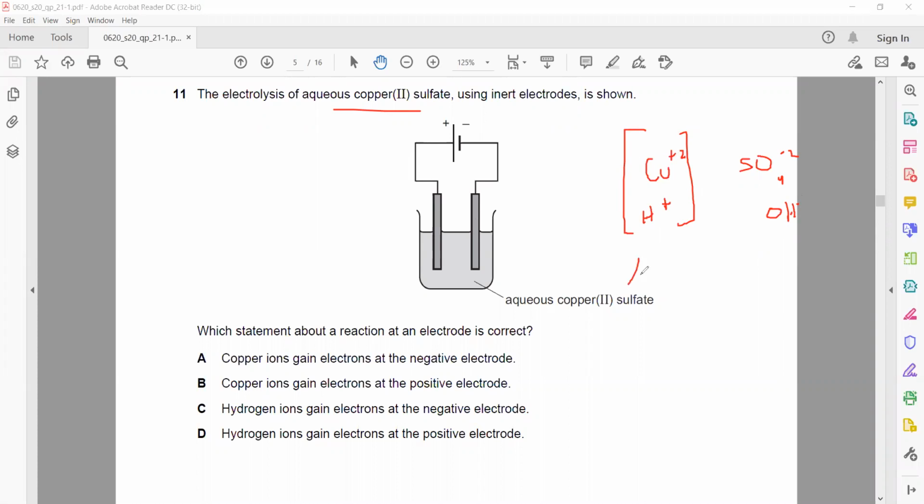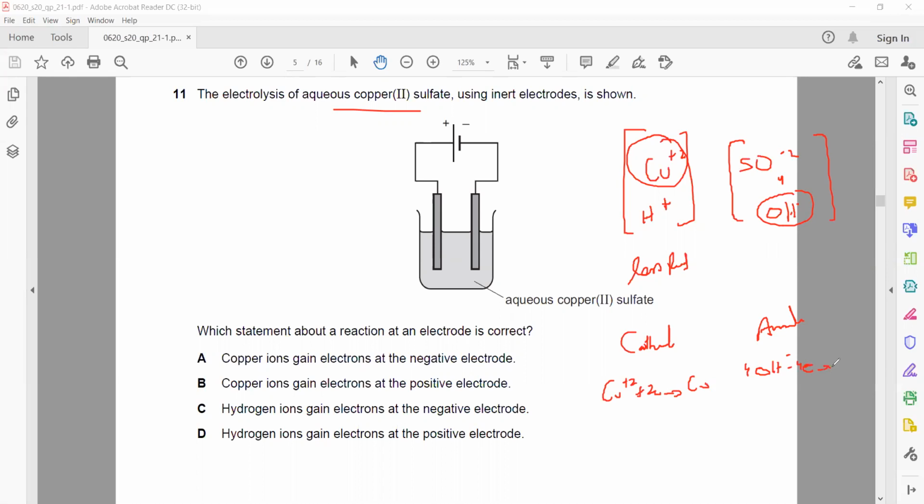For the positive ion, always the less reactive will move. So which one is less reactive? When you compare the reactivity, copper is less reactive, so the copper ion will move towards the cathode. It will take 2 electrons and change to a copper atom. For negative ions, because sulfate, nitrate, carbonate do not move, the hydroxide ion will move towards the anode. There the OH ions will lose 4 electrons and give oxygen and 2 water molecules.